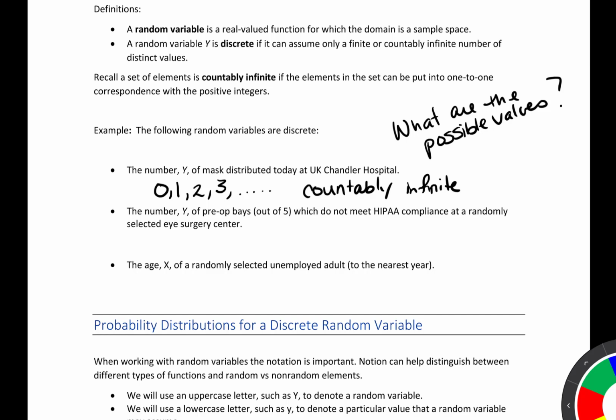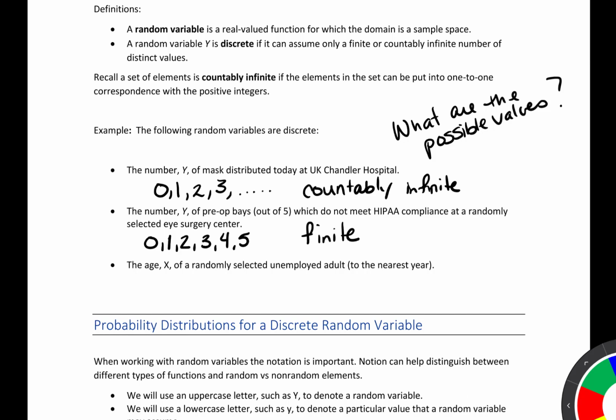The next one is the number Y of pre-op bays out of 5 which do not meet HIPAA compliance at a randomly selected eye surgery center. The maximum number that might not meet compliance would be 5, and the lowest number is 0. So we could have 0, 1, 2, 3, 4, or 5. Notice that this one is what we would call finite.